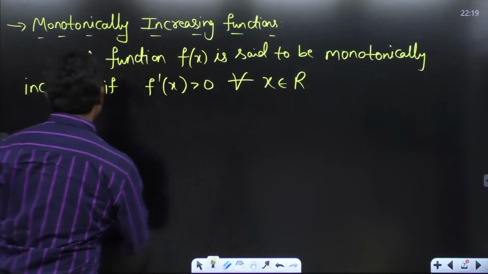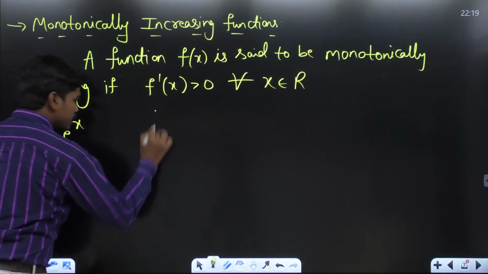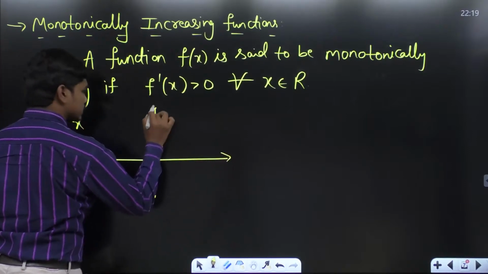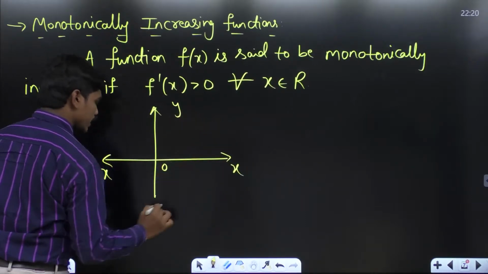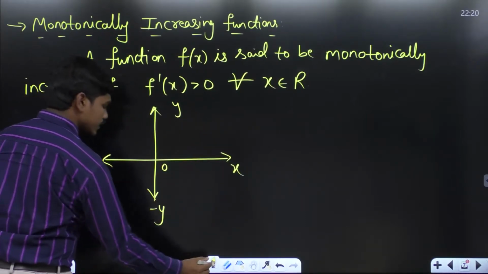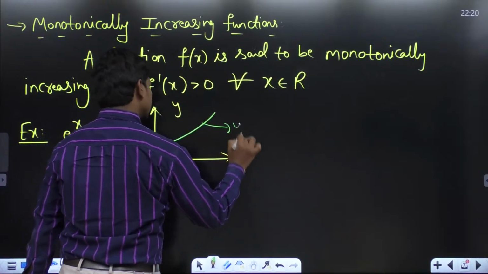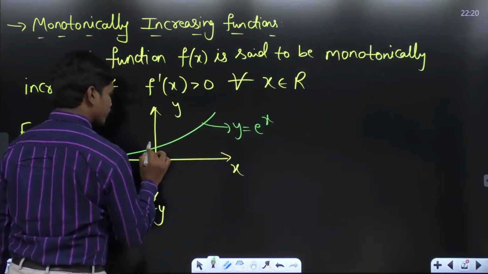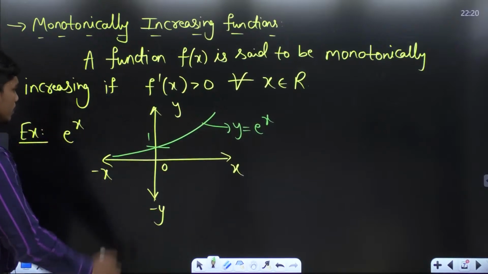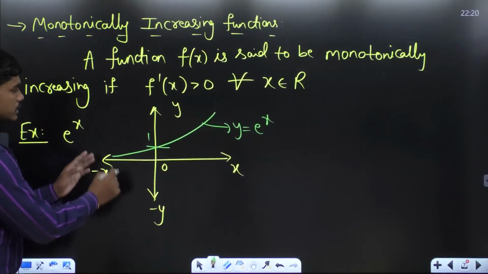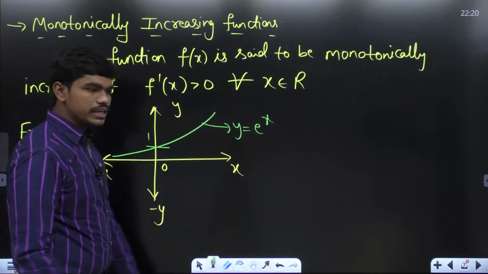For example, if you see e power x, the graph looks something like this: minus x, x, y, and minus y. This is y is equal to e power x, and of course, e power 0 is 1, and this tends to 0 as x tends to minus infinity. Clear? So at any point from minus infinity to infinity, this function is continuously increasing.